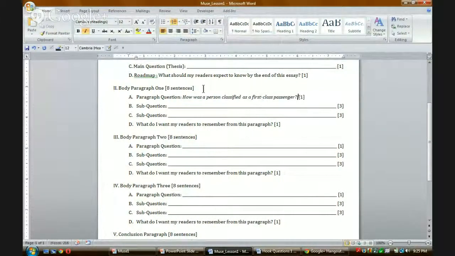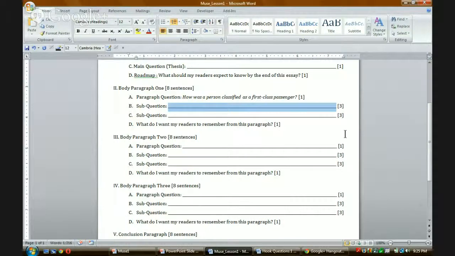Okay, so I've typed the first paragraph question here. How is a person classified as a first-class passenger? How can we answer that question? How can we develop that point? Well, let's go ahead and think. What are some ways that people were classified as first, second, or third class passengers? You might learn about this when you read your optional reading assignment, and we'll also learn more about this when we do our research project.